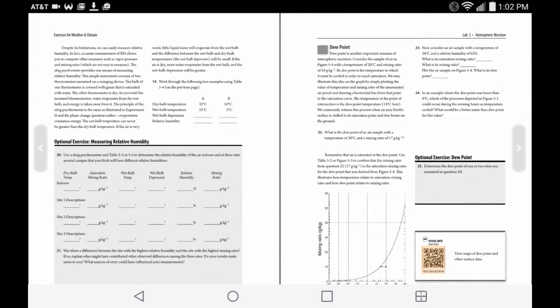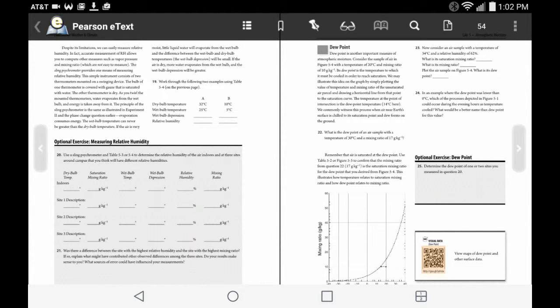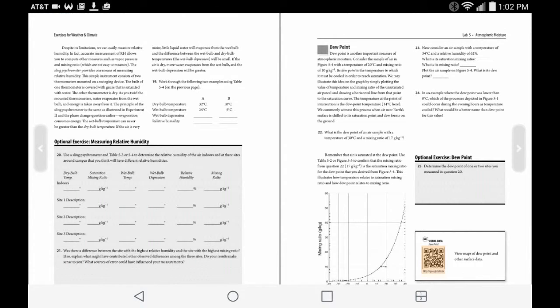If at all possible, I would like them to be able to do this part that involves measuring the humidity. This is going to use that sling psychrometer, that instrument that we have, which is two thermometers on a kind of stick. One of them you get wet and the other one is dry, and using that information you can figure out from those tables on the previous page the relative humidity.